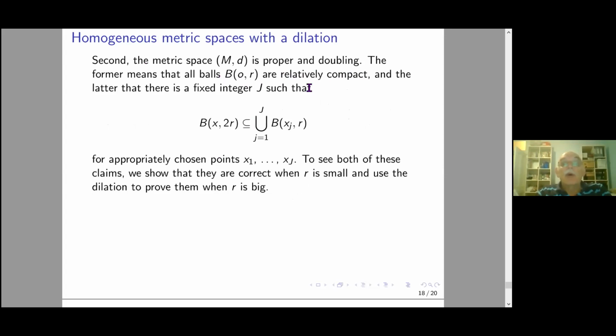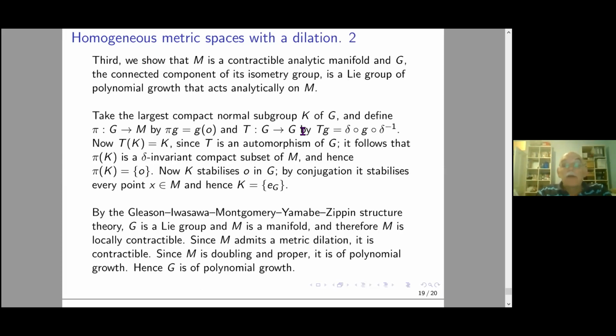One of these means that balls are relatively compact, have compact closures, they're not too big. And the other means that a ball of radius twice r can be covered by finitely many balls of radius r. And to see both of these things, we do them by checking that they're true when r is very small, and then we can use the dilation to prove them when r is very big. So here's almost the rest of the proof. Then we have to show that M is a contractible manifold and G is a Lie group.